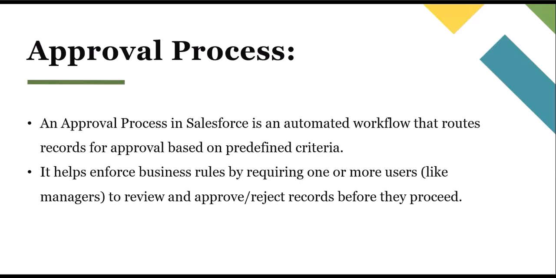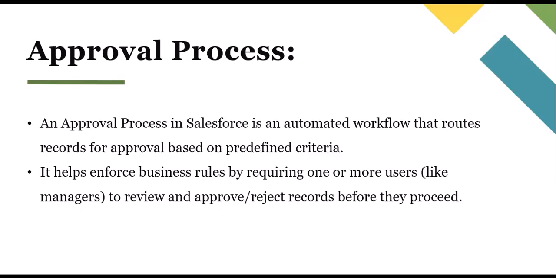After that, it helps enforce business rules by requiring one or more users like managers to review and approve or reject the records before they proceed. This is the same thing that I explained. That means the approval process helps to enforce the business rule, and there will be stages like manager, HR and CEO. After reviewing the request, they can approve or reject the record.